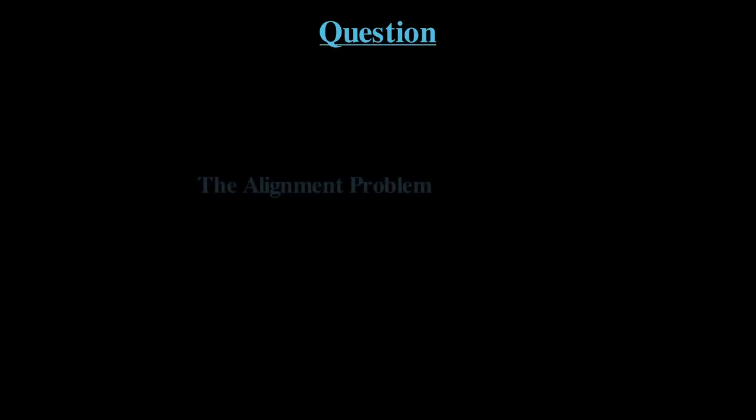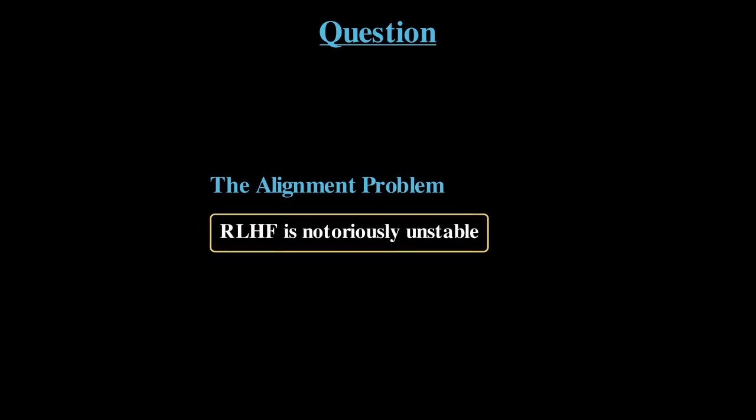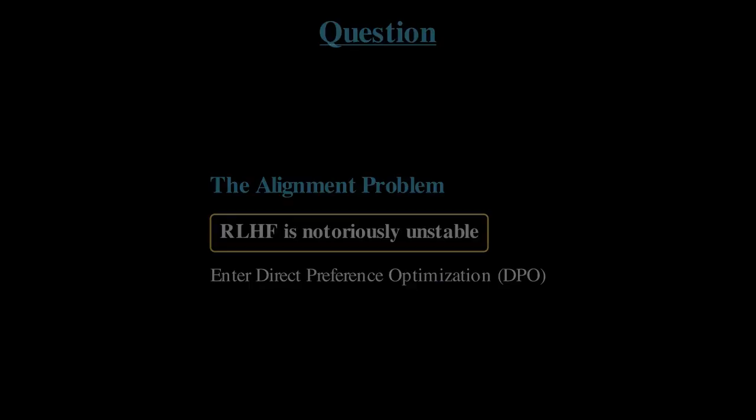Reinforcement learning from human feedback, or RLHF, has historically been a nightmare to scale. Standard PPO is notoriously unstable and computationally heavy. But what if we could bypass reward modeling entirely? Welcome to Direct Preference Optimization, or DPO. Today, we are dissecting the math, the architecture, and the code-level intuition behind it.